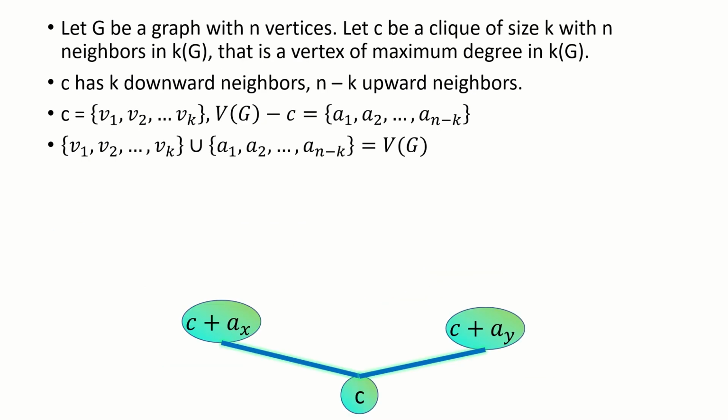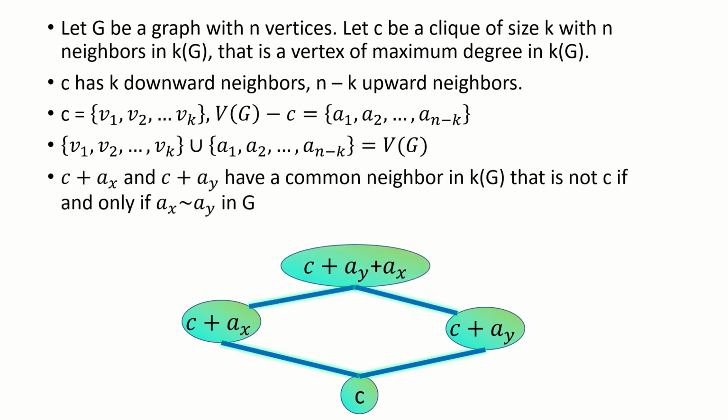Next, for distinct x and y, C plus A sub x and C plus A sub y, which are the cliques formed by adding the vertices A sub x or A sub y to C, have a common neighbor that's not C, specifically C plus A sub x plus A sub y, if and only if A sub x and A sub y are adjacent vertices in G.